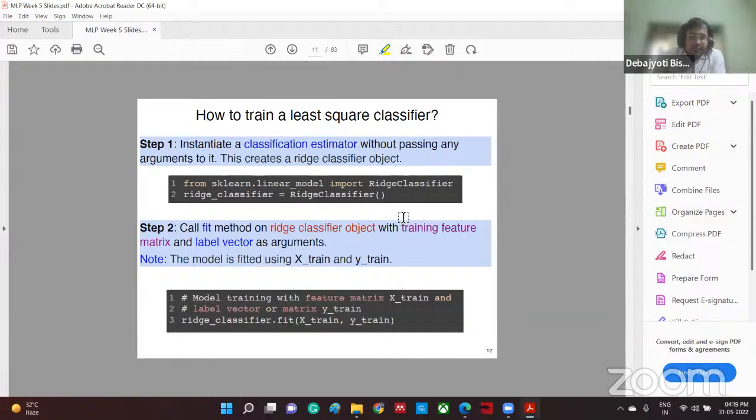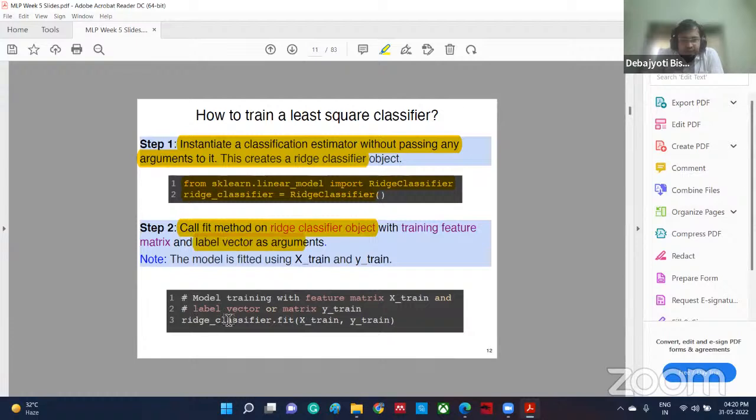Then from here it may be important. What they may ask is how to train a least square classifier. The first step is to instantiate a classification estimator. Basically you will be asked which is the way to instantiate the classification estimator, and you will be given 2-3 options. One of the options will be: from sklearn.linear_model import RidgeClassifier, and a variable will be defined equal to RidgeClassifier, and so on. And then step 2 is to call the fit method on the RidgeClassifier object with the feature matrix and label vector.